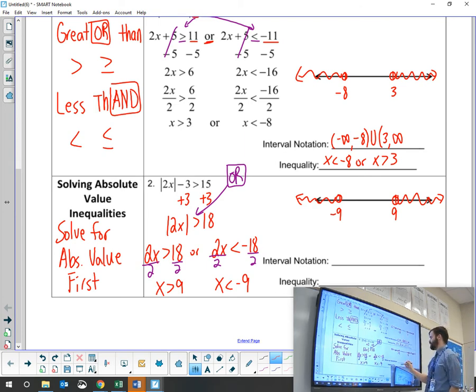My interval notation, once again, it's going to be negative infinity to negative 9. And notice how I'm using parentheses because it's not equal to, union positive 9 to positive infinity. Okay? Then my inequality, same as usual. All we're just going to write is x is less than negative 9 or x is greater than positive 9. Okay? All right, let's go to the next page.